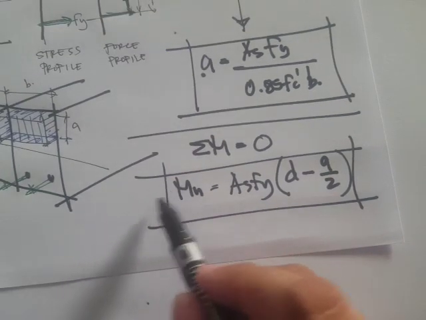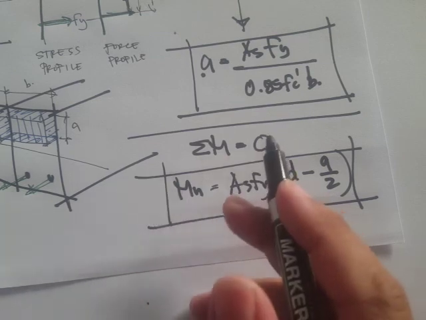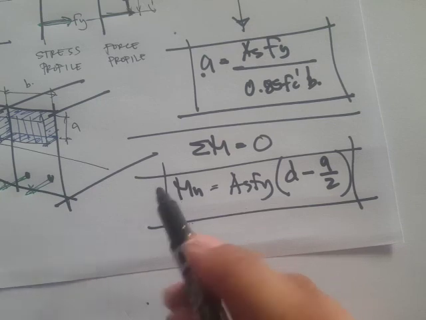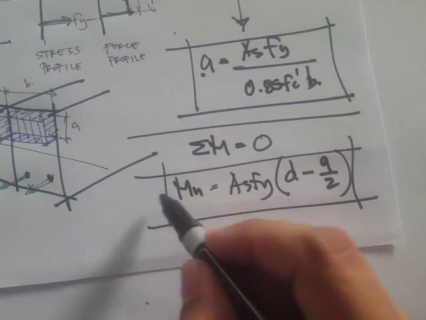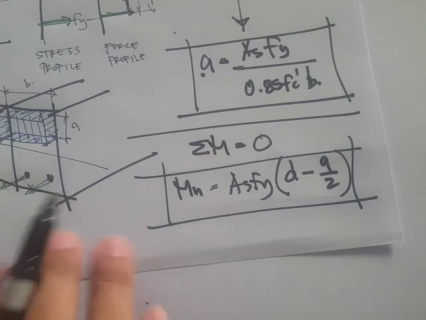Because we still need to apply the load factor that we've learned in the previous topics. So there's going to be some factors here, right? The strength reduction factor, if you recall that. So we have to apply that. So how do we determine this strength reduction factor? It is through the strains of the RC beams.